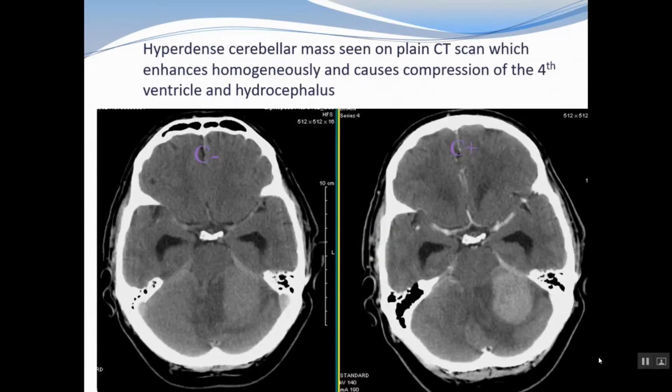This is a case of a hyperdense left cerebellar mass seen on plain, non-contrast CT, which enhances homogeneously and causes compression of the fourth ventricle. The fourth ventricle is compressed with consequent hydrocephalus in the temporal horn of the lateral ventricle. This is a case of Burkitt's lymphoma.